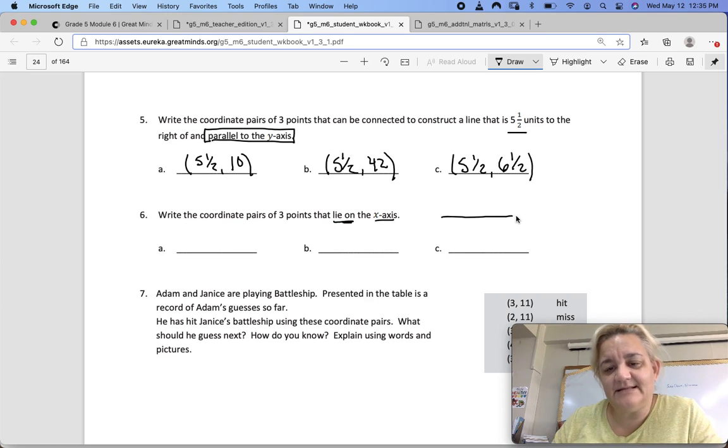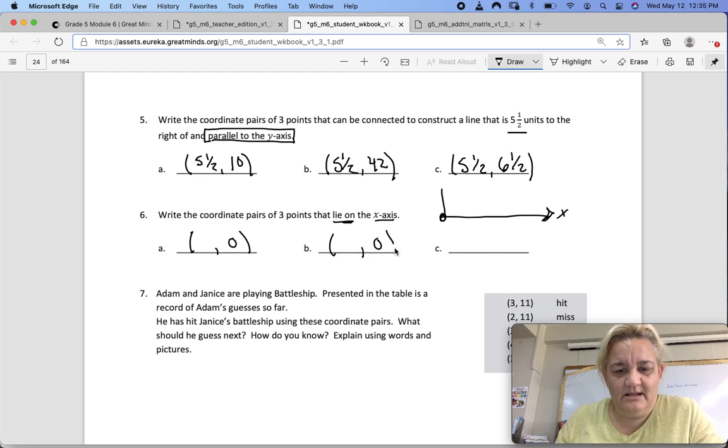Write the coordinate pairs of 3 points that lie on the x-axis. So if it lies on the x-axis, here's x, what is the value going to be of y? It's not even parallel, it is the x-axis. So we want all of those y values to be 0, all of them. And here we can put any number we want. Let's go 1/2 and 4/5 and 37. Any number you want as long as it lies on the x-axis, so the y value is going to be 0.